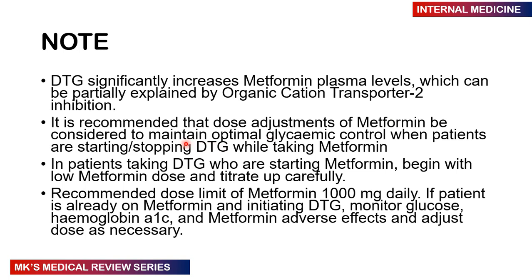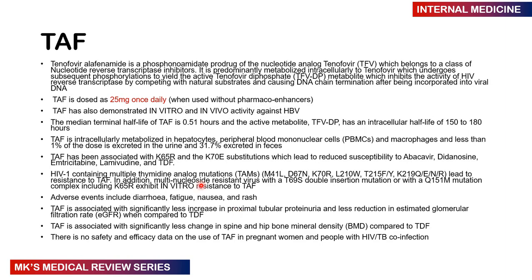If a patient is taking DTG who is starting metformin, then we begin with a lower dose of metformin, then we titrate it upwards. So the recommended dose limit is about 1,000 milligrams a day. And if the patient is already on metformin and initiating our dolutegravir, then we want to monitor our glucose, monitor our hemoglobin A1C. We also want to monitor for the adverse effects of metformin, as well as adjusting the dose as needed.